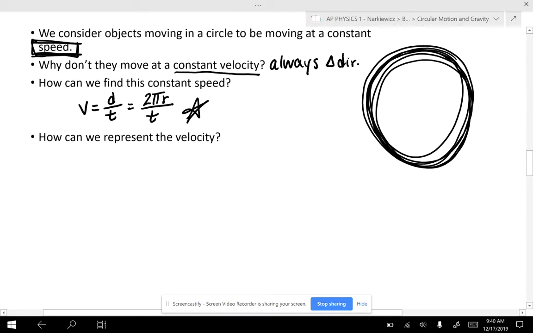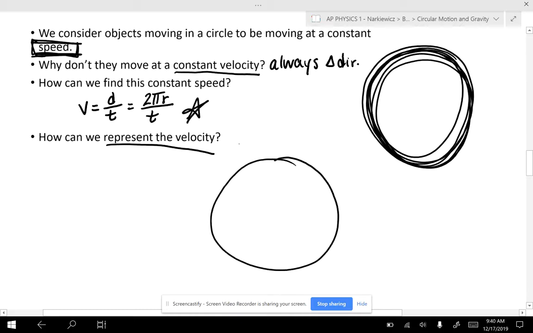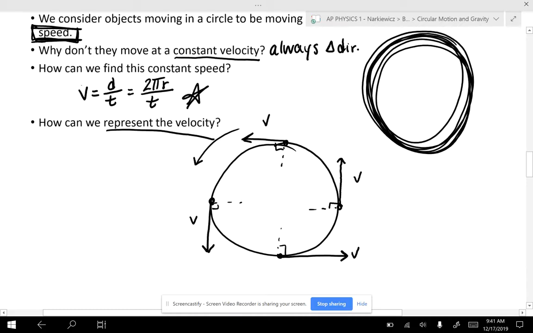Okay, now for representing the velocity, or the direction of the velocity. Okay, so if we have an object moving counterclockwise, at any point along the circle, we say the velocity is tangent to the circle. So what that means is it creates a 90-degree angle with the radius and also touches the circle once and only once. Okay, so it's tangent to the circle. So these arrows represent the velocity at any given point. So the velocity at any given point will have a magnitude equal to this equation and a direction based on the direction the arrow points.